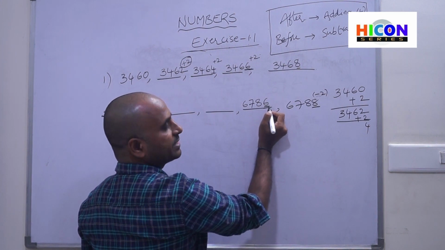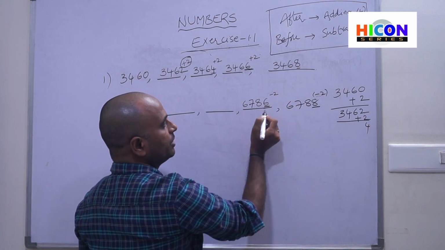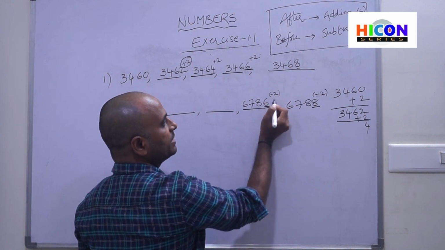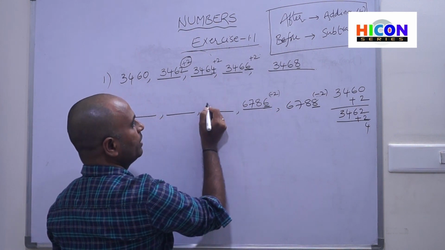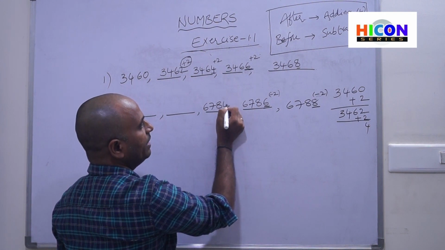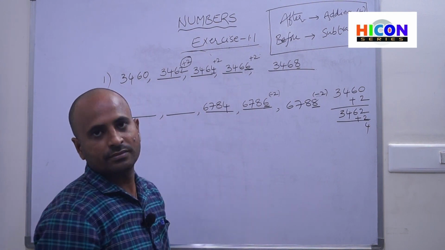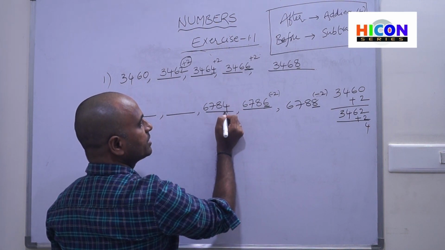Again subtract 2 from the ones place. Here 6 is present in the ones place, and again subtract 2 from it. If you subtract 2 from 6, that is 6 minus 2, it will become 4, and the number becomes 6784.